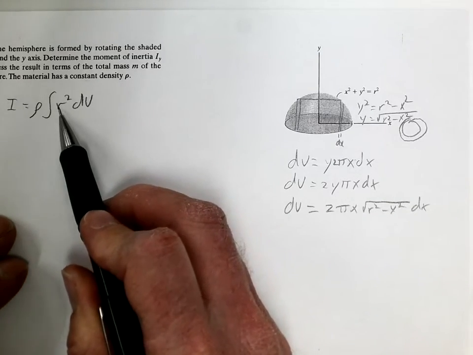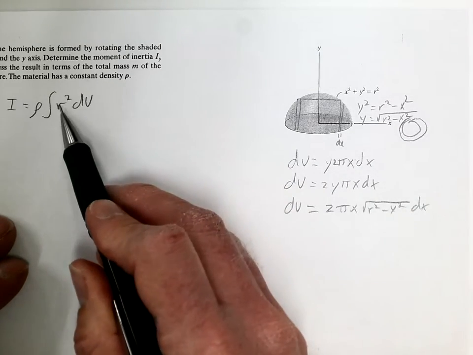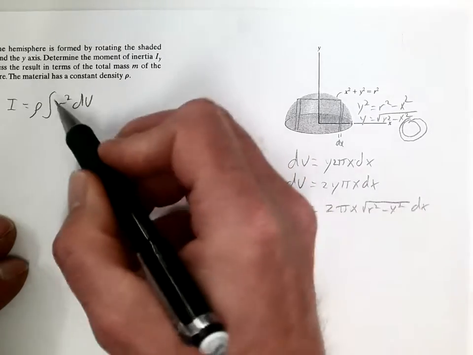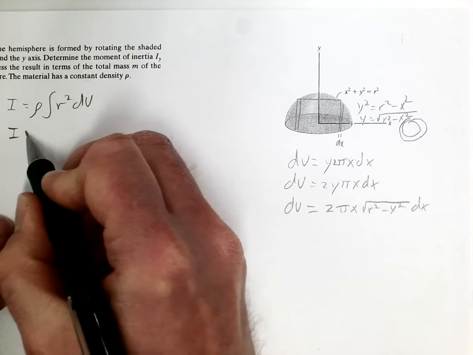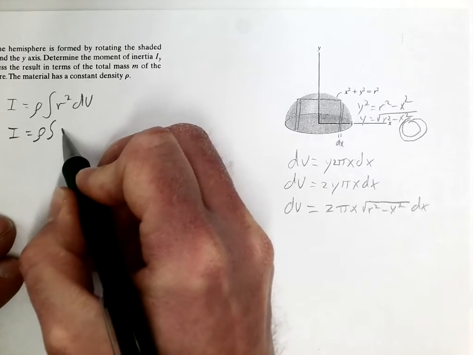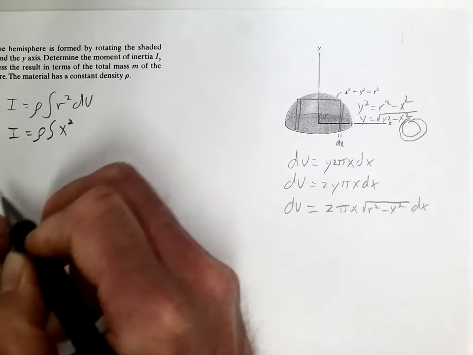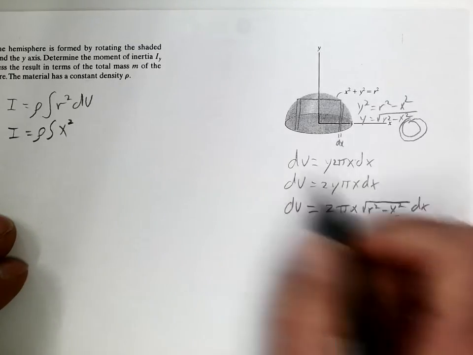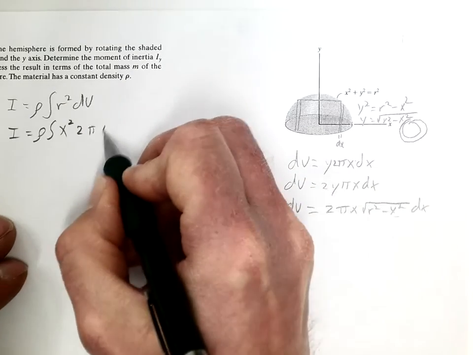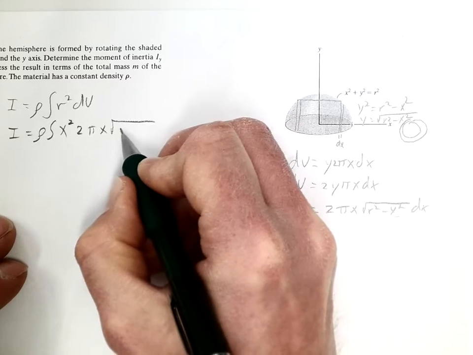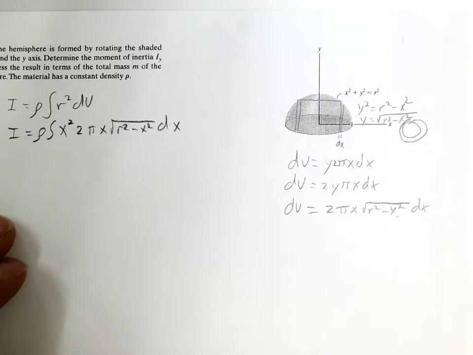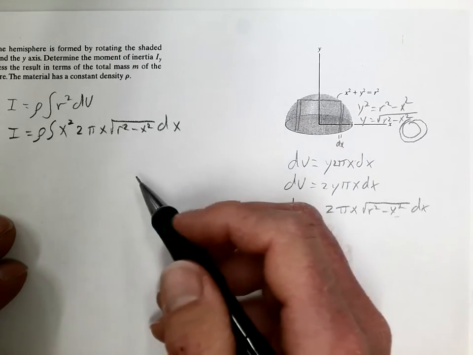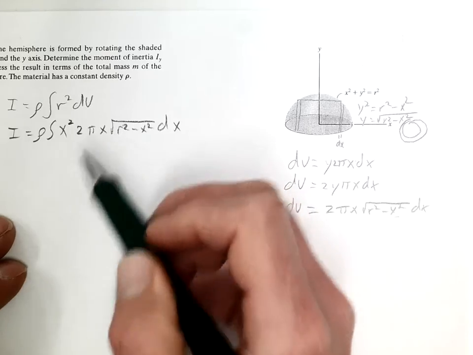Now look at this. This r squared is not that r squared. That r squared is the distance from the y-axis, so this r squared is actually x squared. So writing the equation now, we have the integral of x squared, which is that r squared, times dV, which is all this, 2 pi x square root r squared minus x squared dx. Now at this point, we need to do a substitution.